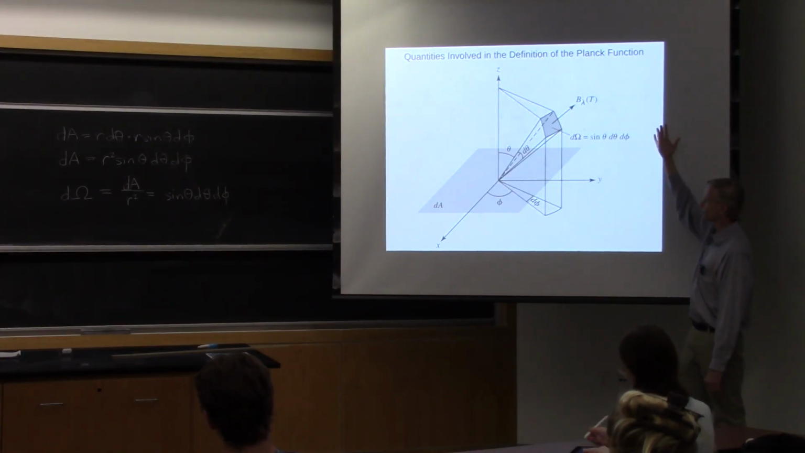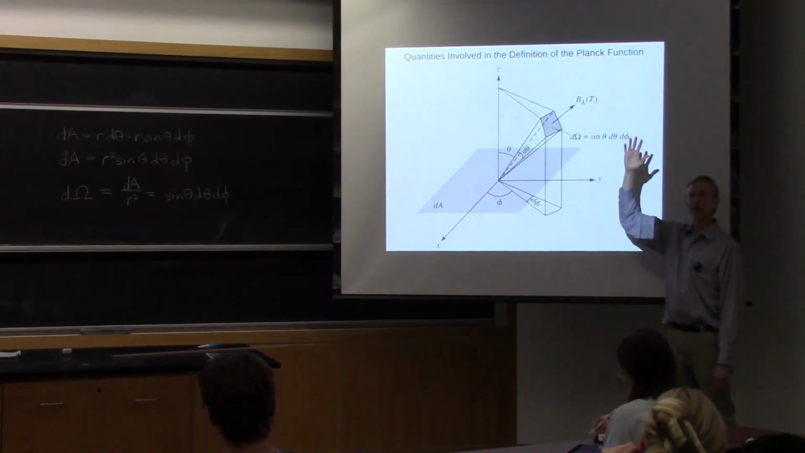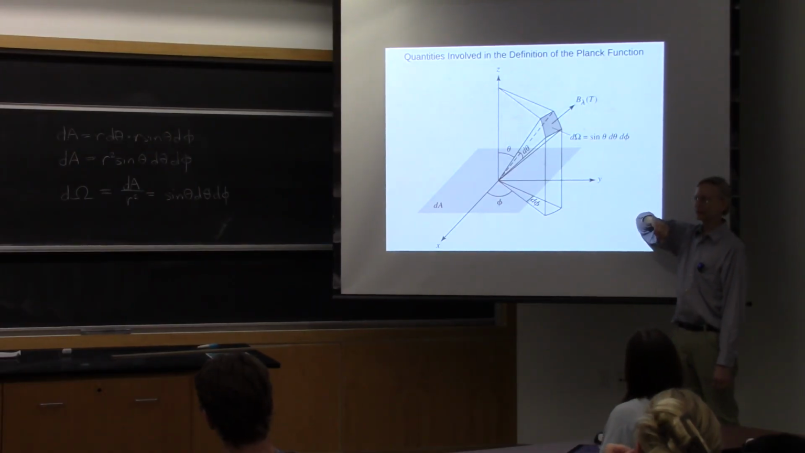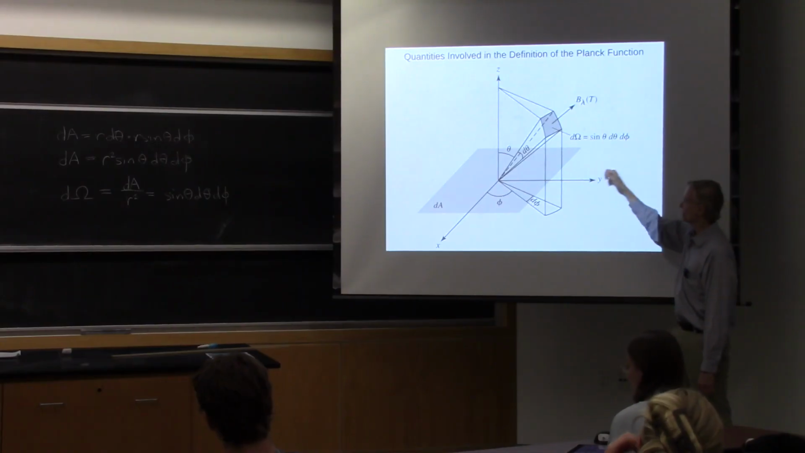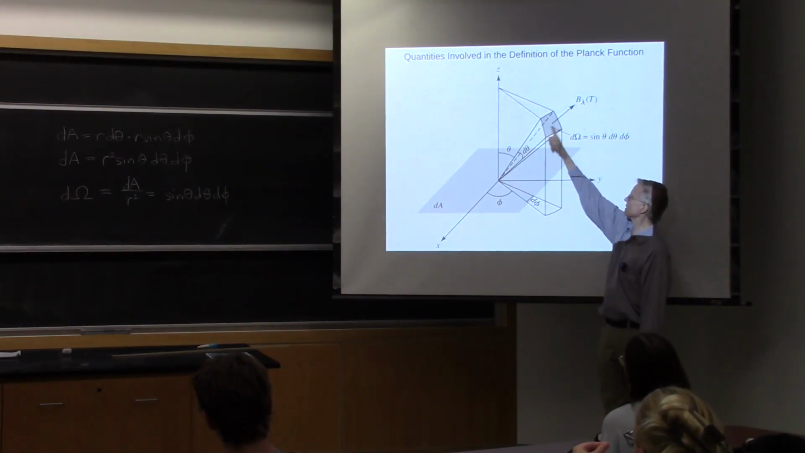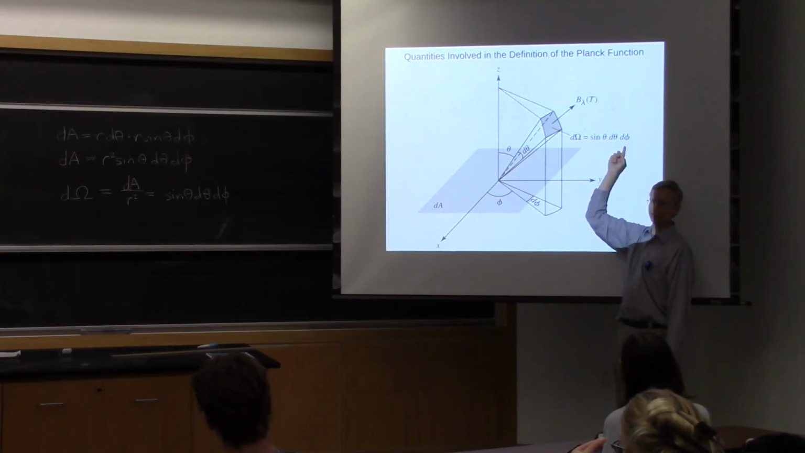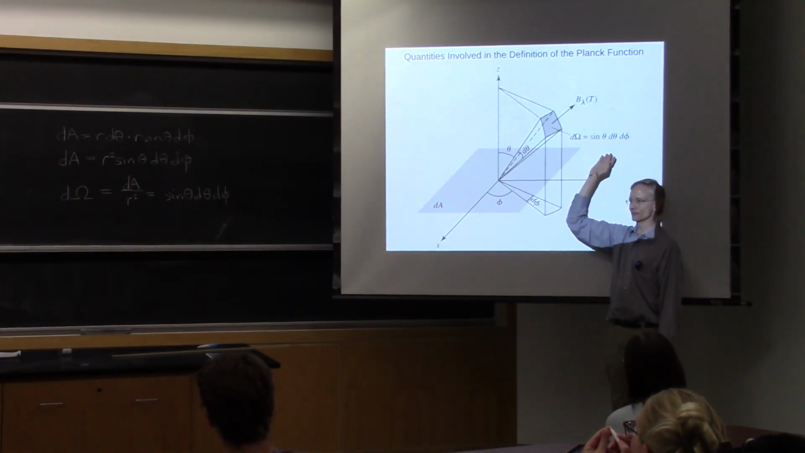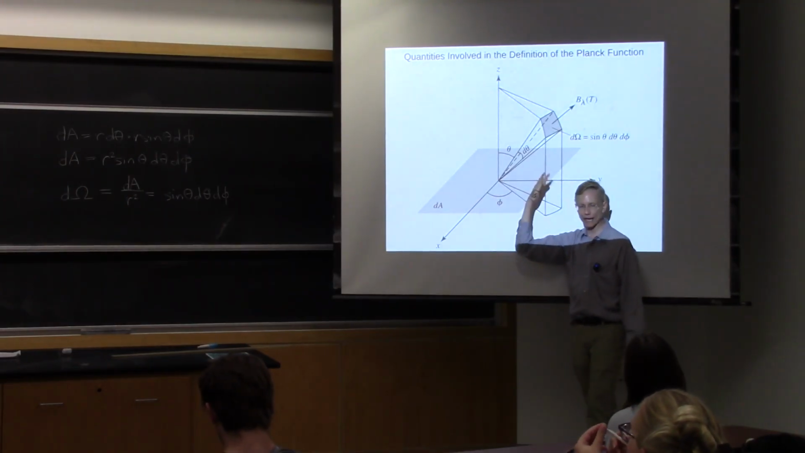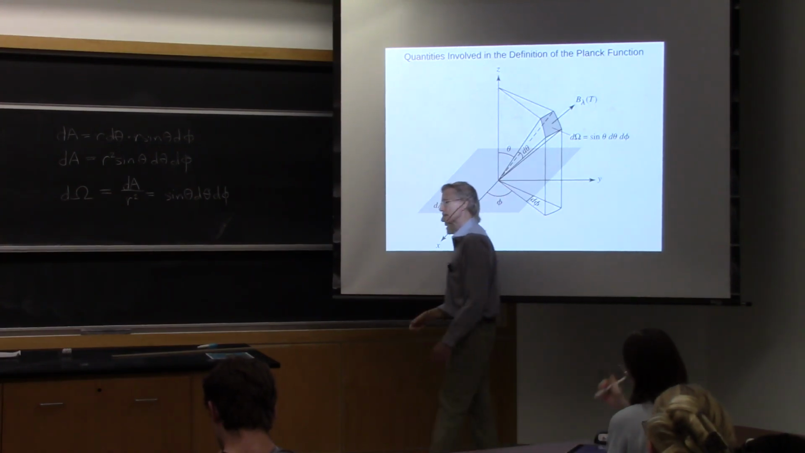You could also get this from the idea that it doesn't matter what the radius of the sphere is. For a unit sphere, this patch has area sine theta d theta d phi, and numerically it's the same thing as the solid angle that the patch subtends as seen at the origin.